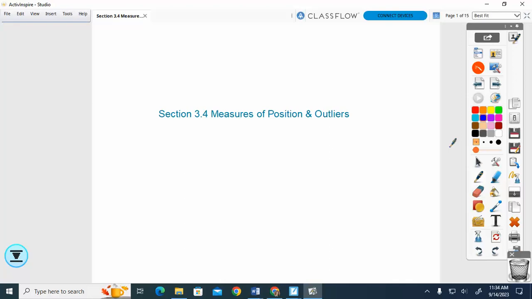So we've talked about measures of center. We talked about measures of dispersion. The next thing that we are going to look at is measures of position and outliers. So several different things that we're going to look at in this section. The first is probably the most important.